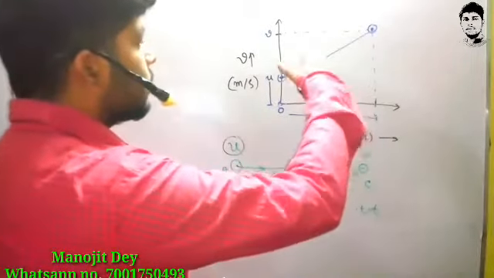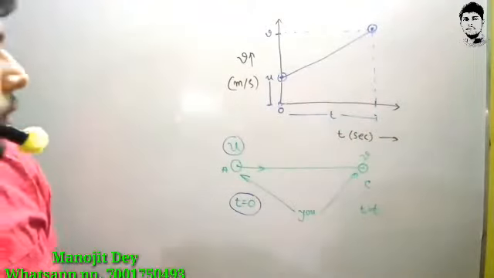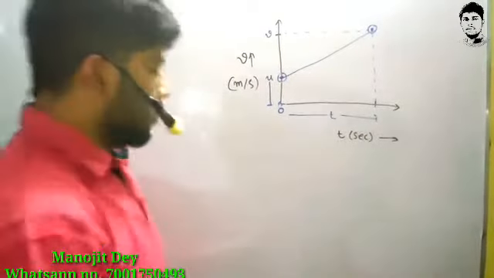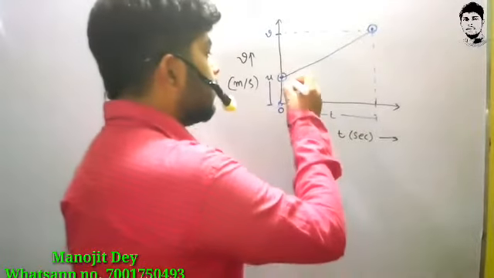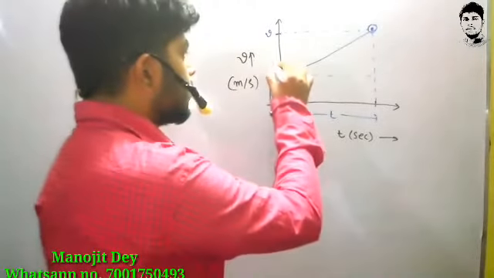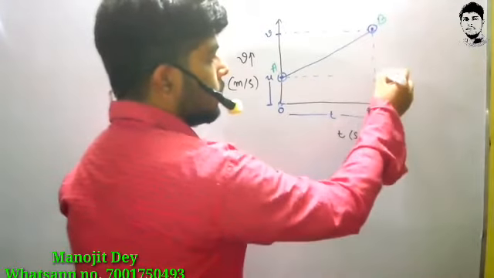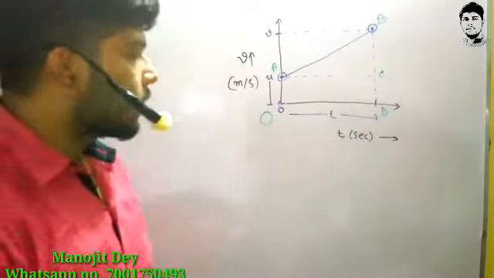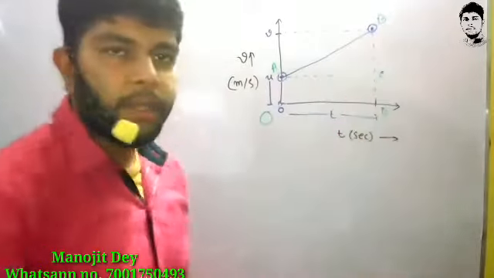From the graph we have to derive the equations of motion. To derive them, we have to draw some imaginary lines and note some points. Suppose this is A, this is B, this will be C, this will be D, and O is the origin. Here you can see that OABCD forms a trapezium.